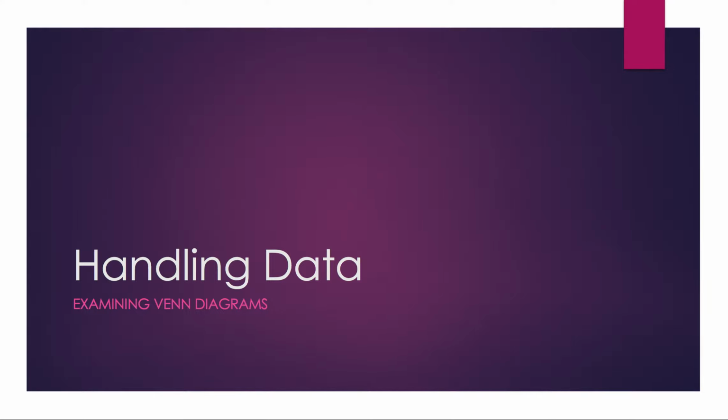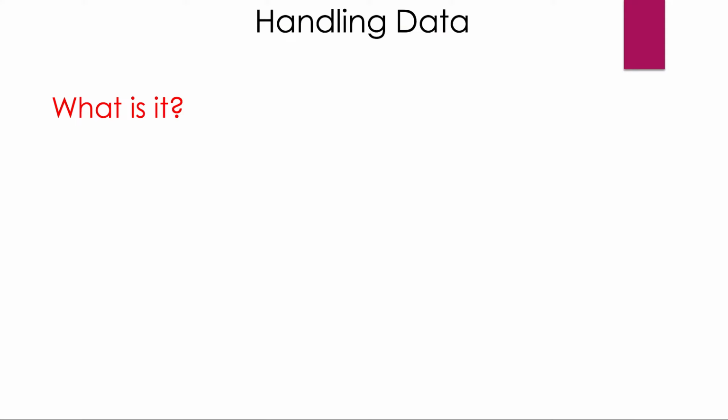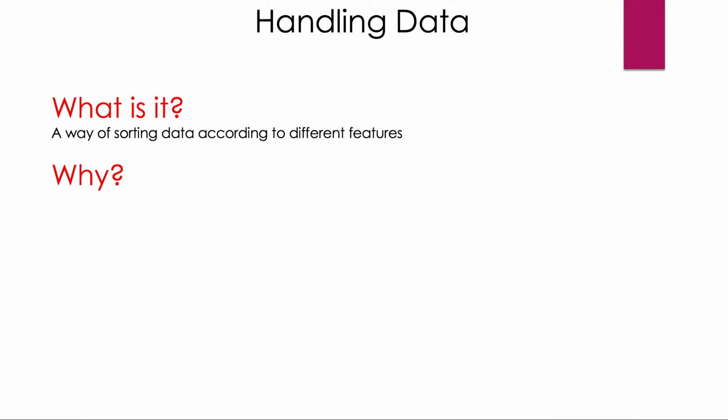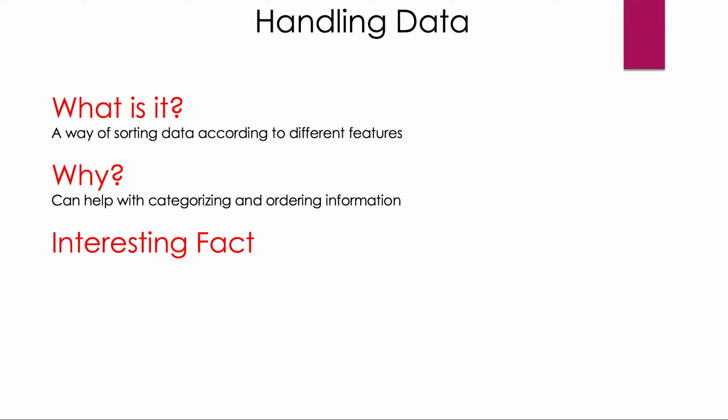Handling data, examining Venn diagrams. What is it? A way of sorting data according to different features. Why? It can help with categorizing or ordering information.